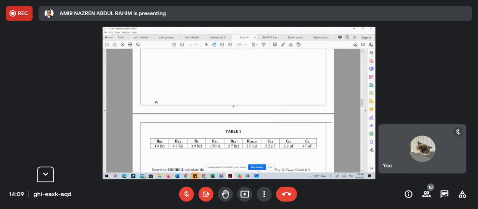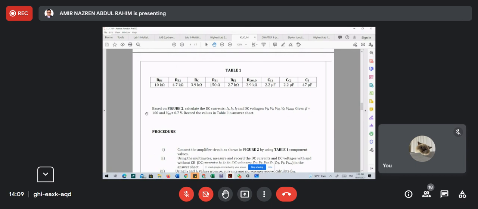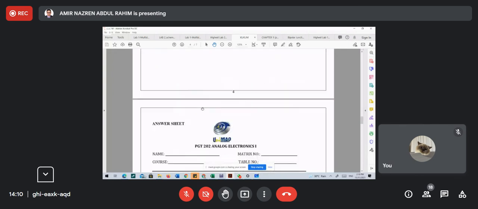So inside this statement, based on figure 2, calculate the DC current. We need to find the DC currents IB, IC, IE, along with the DC voltages VB, VC, VCE, VE, and VLoad. Given beta is 100 and VBE is 0.7. Record the values in table 1 of the answer sheets.